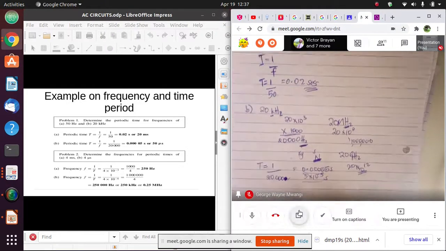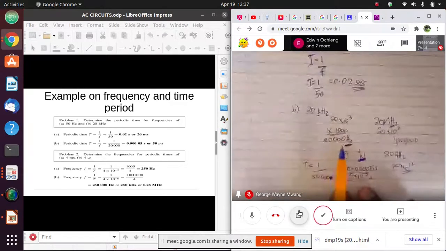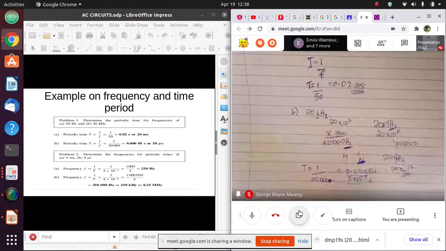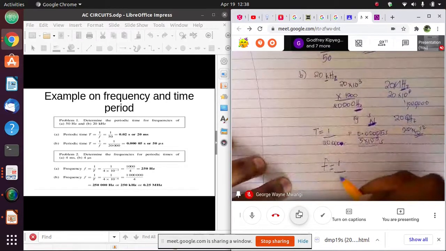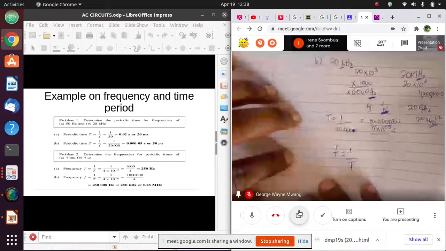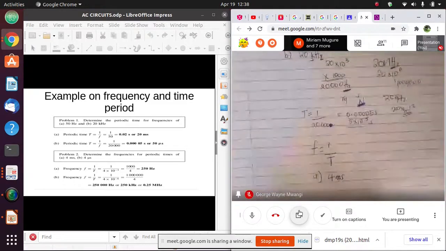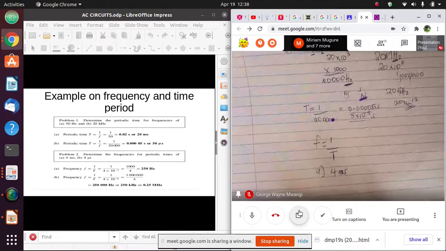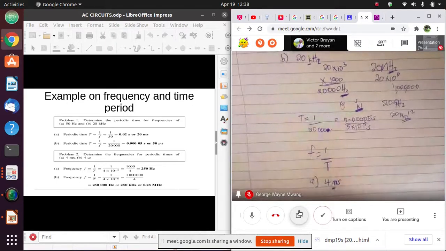Okay, now that is the time period when you're given frequency. Time period is 1 over f, 1 over frequency. Now, when you're told to find frequency when you're given time period, it is the opposite. Frequency is equal to 1 over the time period. Sawa, mfano, you have been told to find the frequency and the time period ambao umepatiwa ni 4 milliseconds. When you convert 4 milliseconds to seconds, itakuwa ngapi?